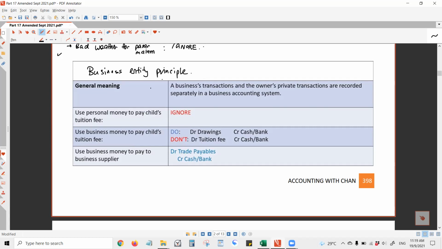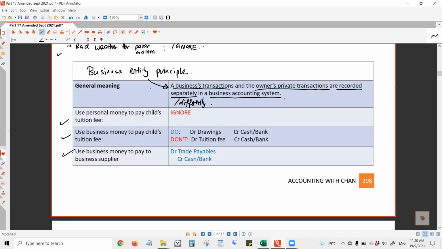Okay, so let's see the general meaning. If the question asks you what is the meaning of this business entity principle, you tell them this line. Business transactions and the owner's private transactions are recorded separately, okay, or you call it differently, in a business accounting system. Okay, for example, here are three examples.